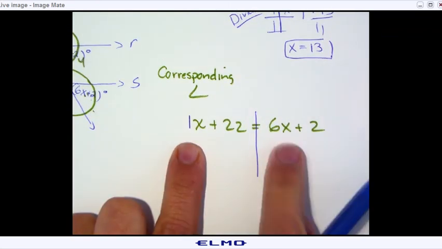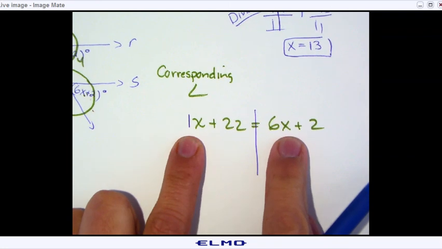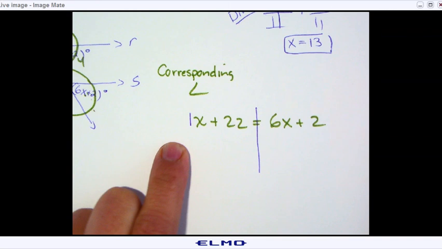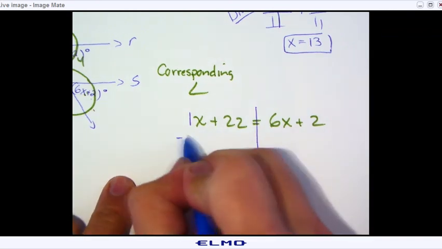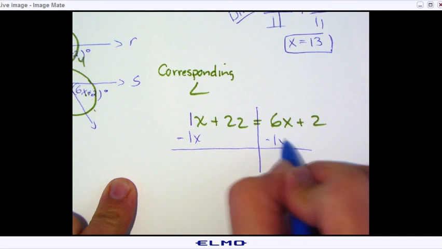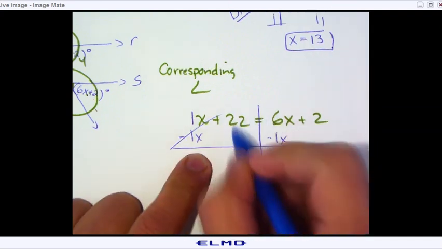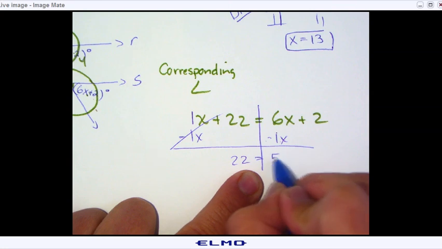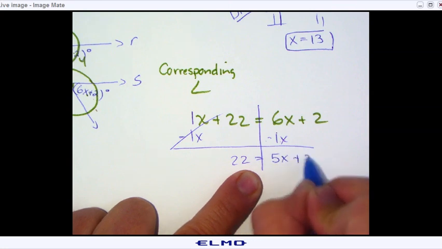So again, I'm going to work with the x's because I have x's on both sides. I'm going to get rid of the 1x. It doesn't matter which one. I'll just get rid of this one, 1x, on both sides. It cancels out and leaves me with 22. 6x minus 1x is 5x plus 2.